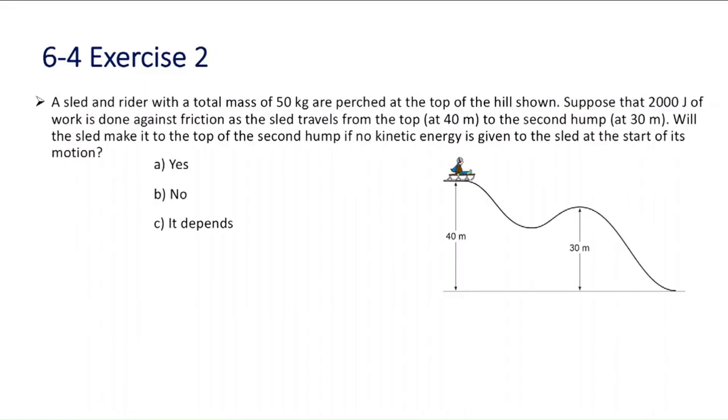Here's another energy conservation problem. A sled and rider with a total mass of 50 kg are at the top of a hill of height 40 meter. As they slide down and travel toward the second hump at 30 meter, suppose 2000 joules of work is done against friction. Now the question is, will the sled make it to the top of the second hump if no kinetic energy is given at the start?